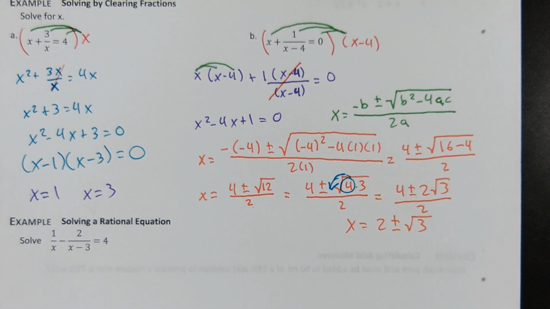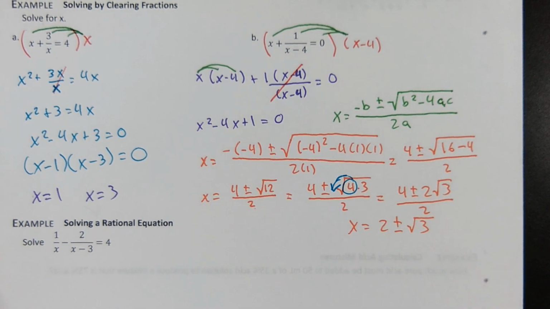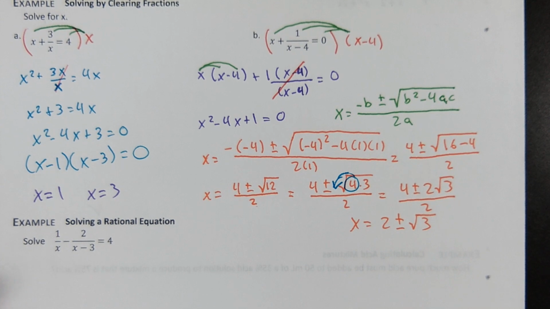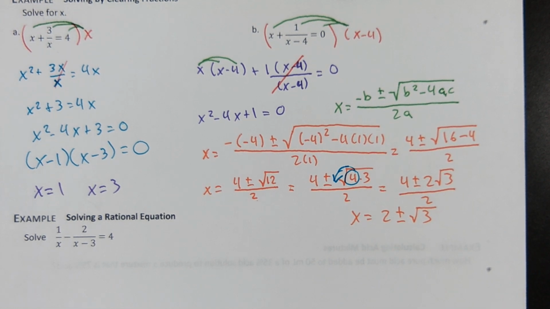What's the only number x was not allowed to be? 4. Obviously, this is not 4. So we're good. I'm confident in our algebra, so both those answers are true: 2 plus the square root of 3 and 2 minus the square root of 3.